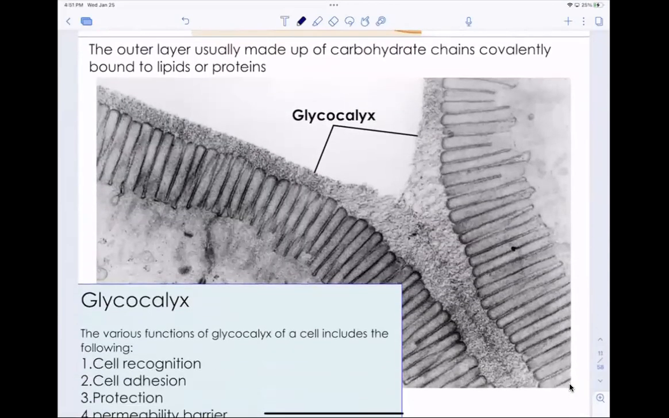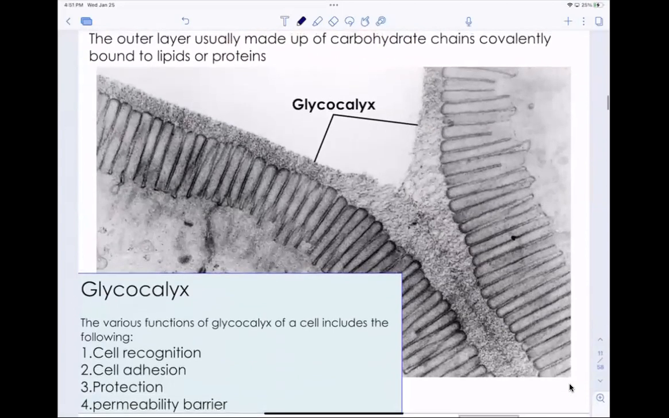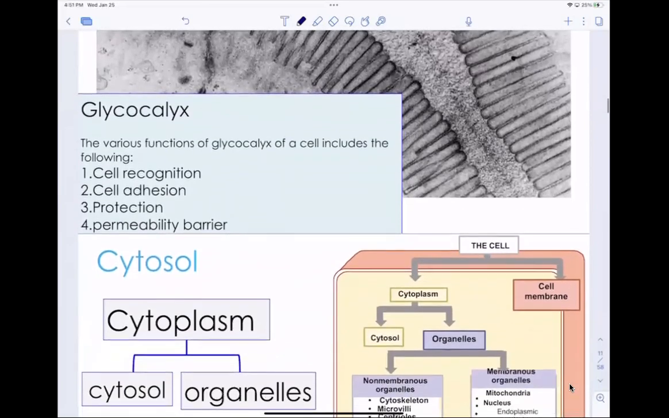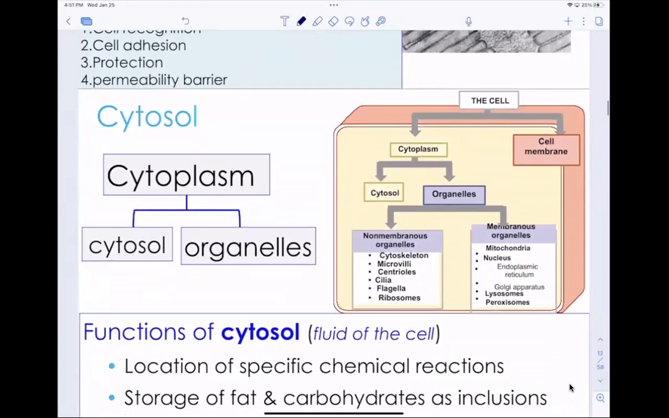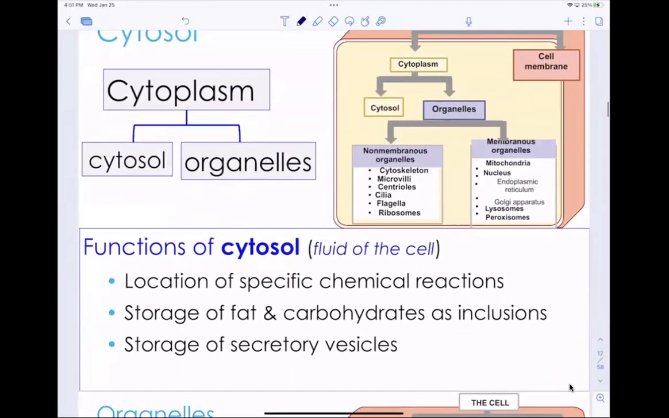Glycocalyx, you can have the outside of the phospholipid bilayer have glycoproteins or glyco structures that will bind the cells next to one another or provide cell adhesion or some recognition. It could be a protective layer. It's just kind of an FYI.